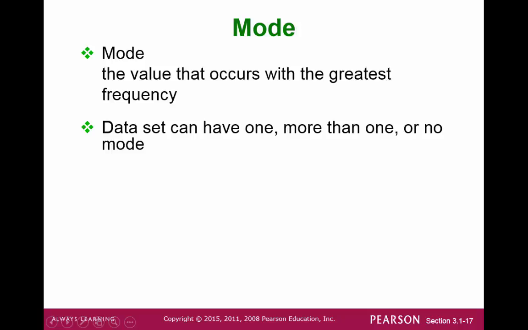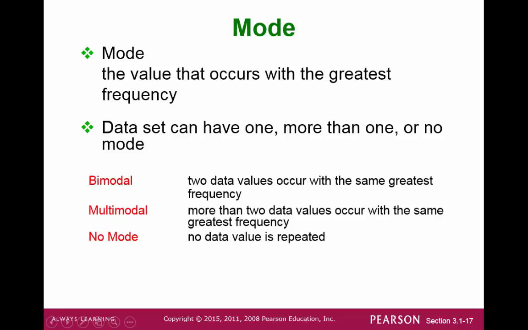Another measure of center is the mode. The mode is the value that occurs the most. Depending on the data set, you may end up with more than one mode. Here are some common terms where we don't have exactly one mode.